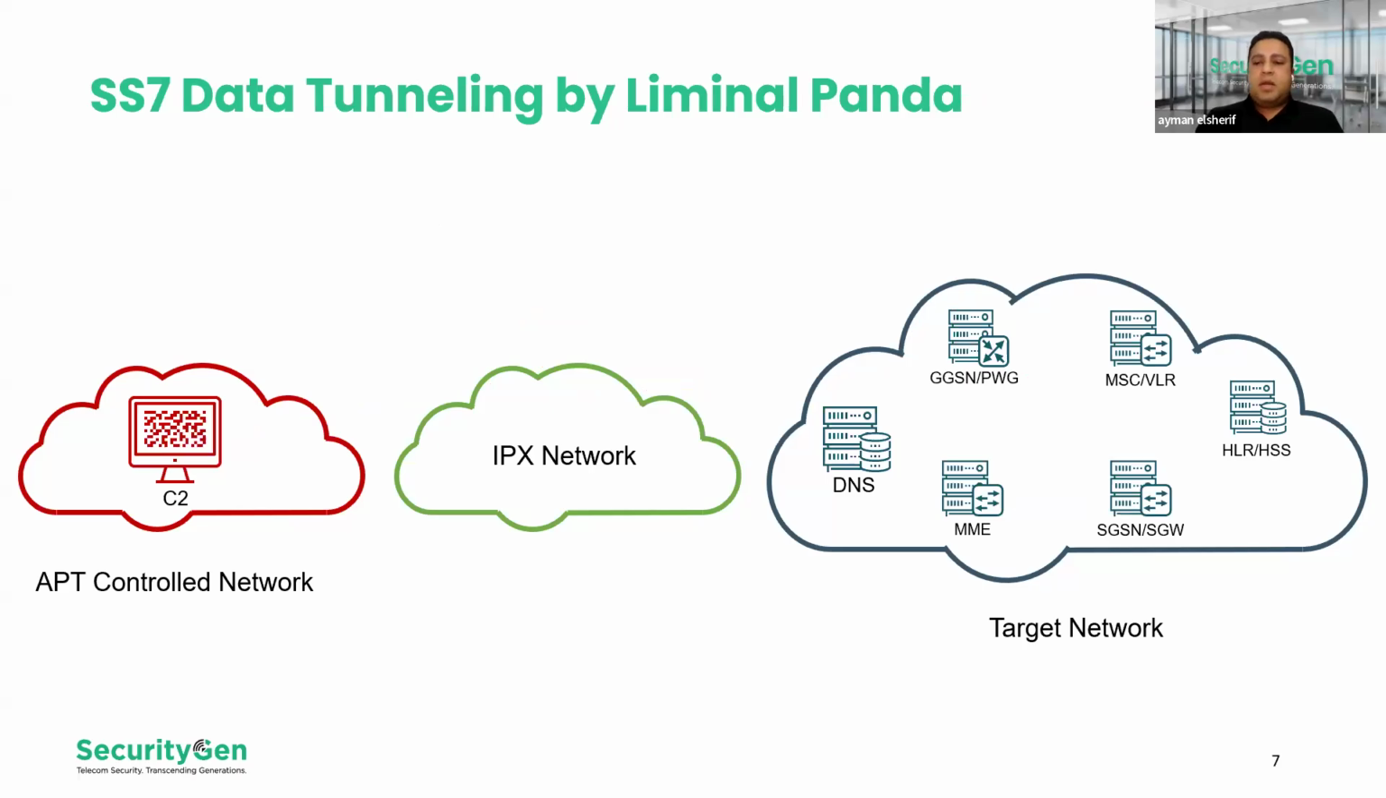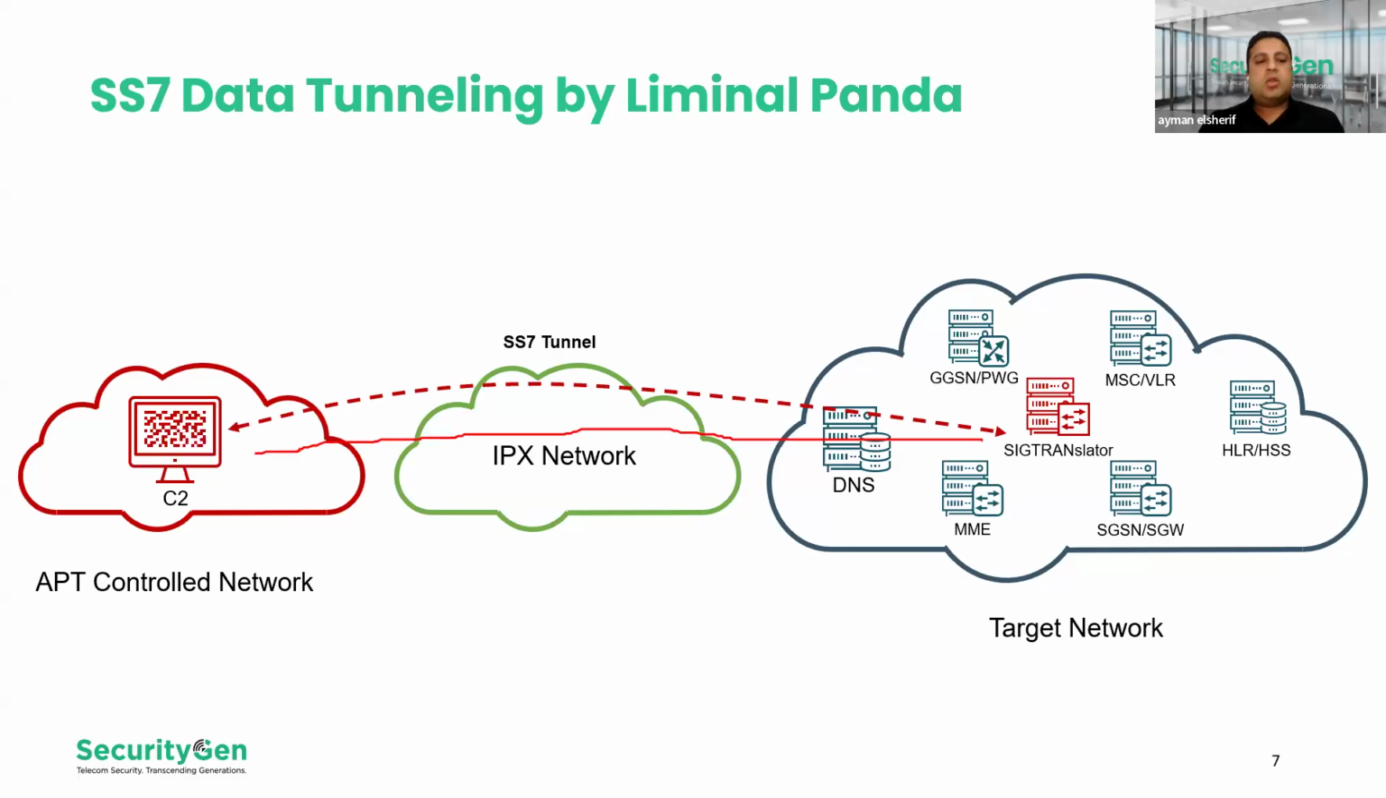For SS7, they used a similar approach, but unlike GTP, SS7 is not a tunneling protocol. In addition, it's a more complex protocol, not as simple as GTP. So the group had to develop custom tools. It's called the SIP translator, which is capable of tunneling data over the SS7 protocol. Although SS7 is a legacy protocol, its complex binary nature offers attackers an effective way to hide exfiltrated data. So using the same techniques, they established the tunnel over IPX to the C2 server. Once established, they started to exfiltrate data out of the target network.